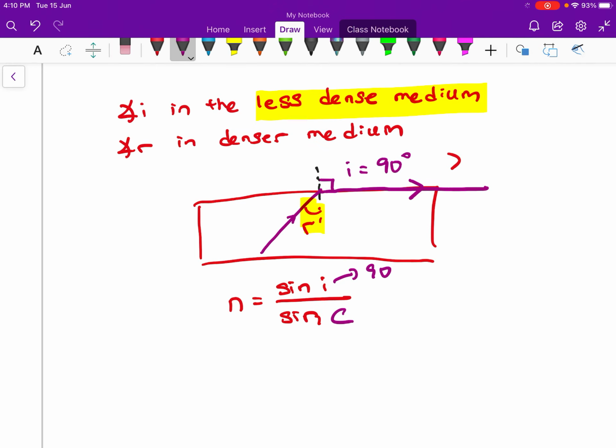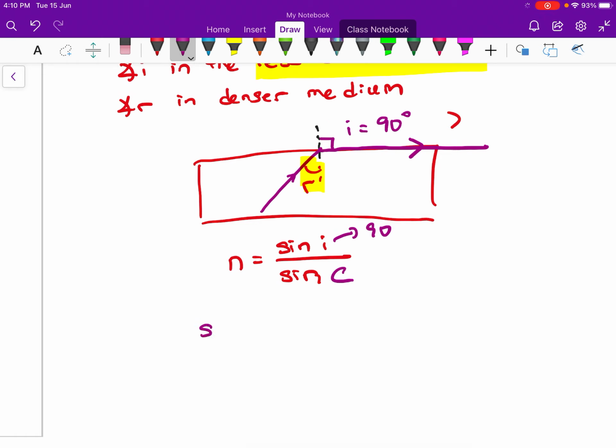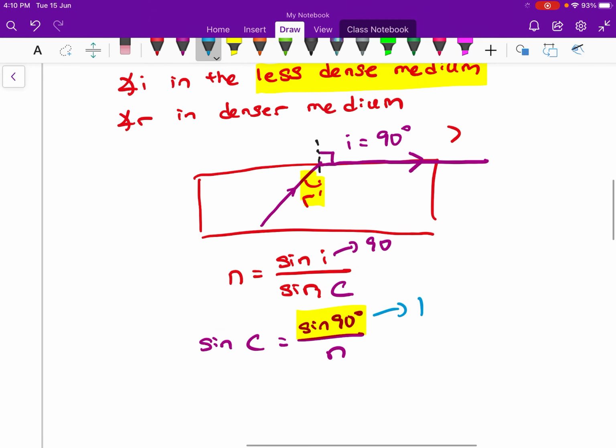Then after that I manipulate my equation a bit. Sine C equals sine 90 degrees over n, and sine 90 itself is actually equal to 1. This one you can press on the calculator. So basically the critical angle is derived from our n equals sine I over sine C.